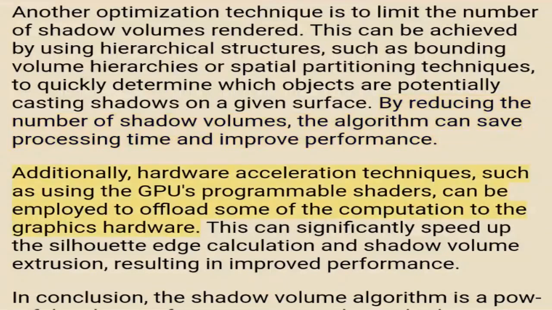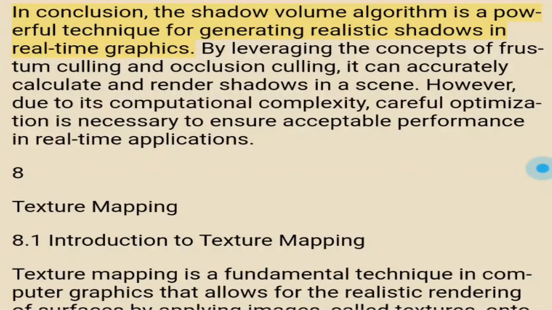Additionally, hardware acceleration techniques, such as using the GPU's programmable shaders, can be employed to offload some of the computation to the graphics hardware. This can significantly speed up the silhouette edge calculation and shadow volume extrusion, resulting in improved performance. In conclusion, the shadow volume algorithm is a powerful technique for generating realistic shadows in real-time graphics. By leveraging the concepts of frustum culling and occlusion culling, it can accurately calculate and render shadows in a scene. However, due to its computational complexity, careful optimization is necessary to ensure acceptable performance in real-time applications.